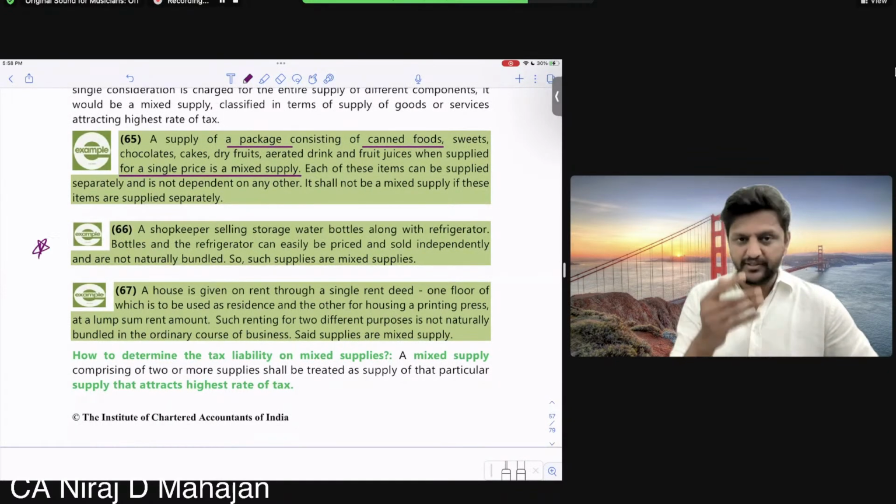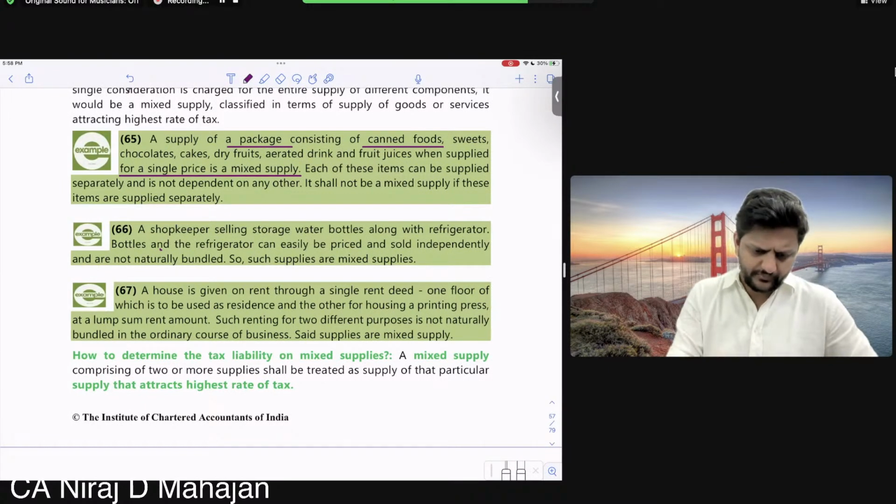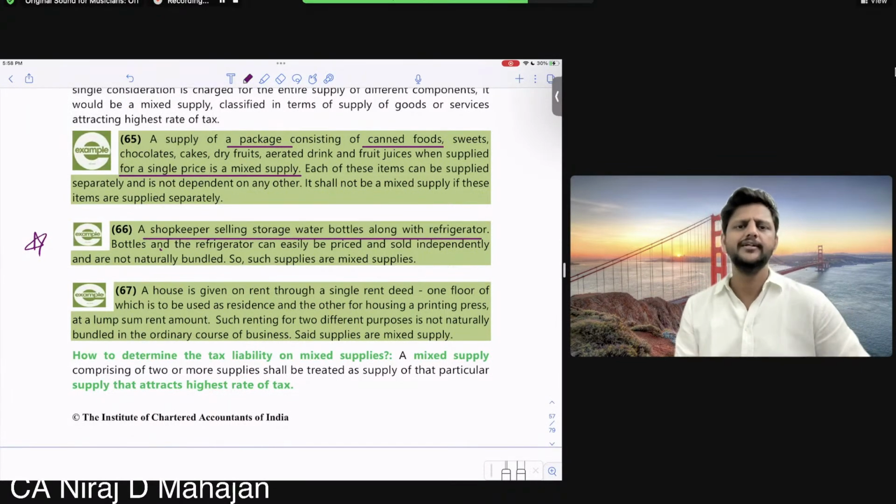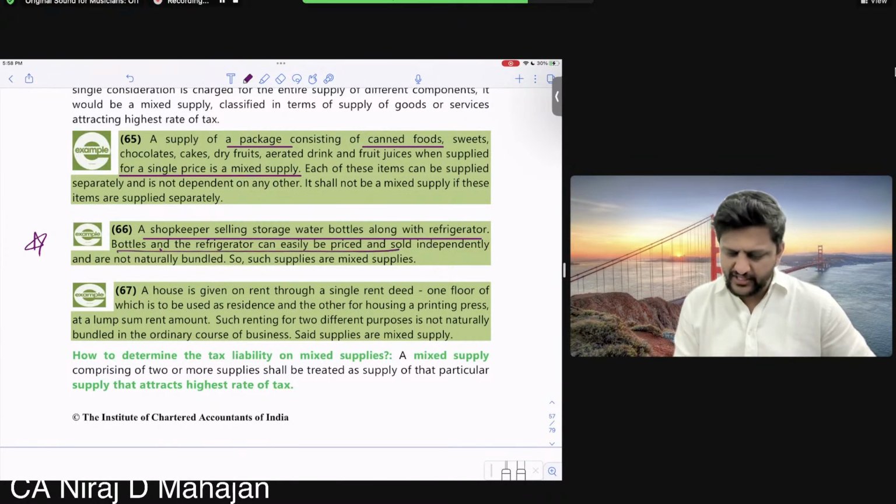This example is time pass, but it is asked at times. A shopkeeper selling storage water bottles along with a fridge. Now they are not naturally bundled together. You don't have to sell a bottle with the fridge. The bottles and fridge can be sold easily separately. But now there is a mixed supply. Understood?